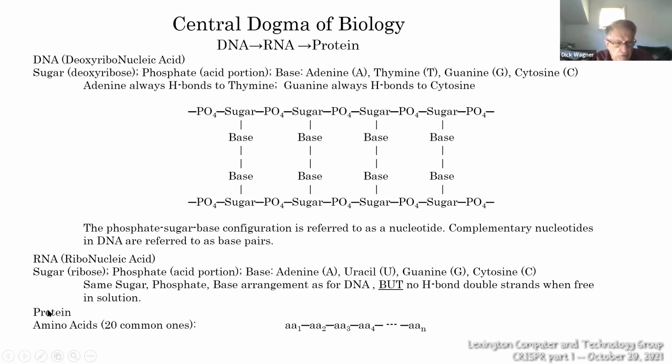Finally, we come down to proteins. Proteins are translated from the RNA, and the translation is such that the information that's in the DNA or RNA is translated into amino acids. And there are 20 common amino acids in all proteins.